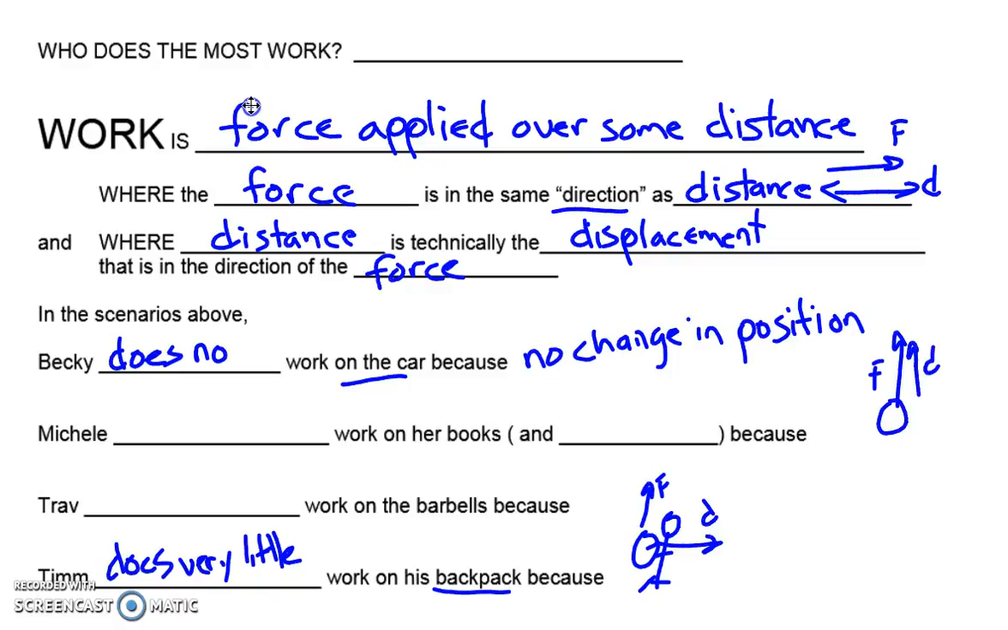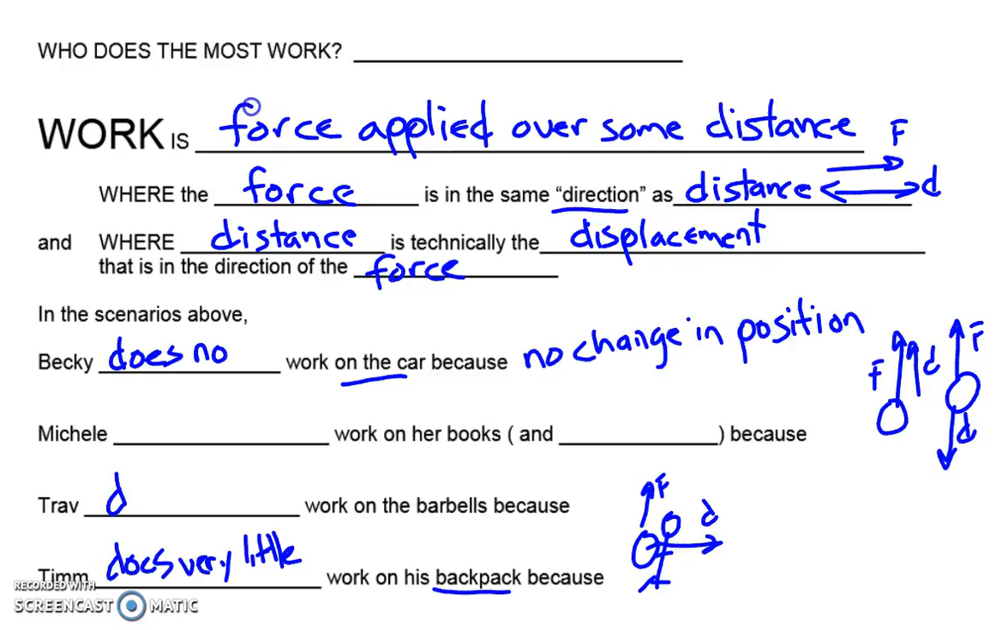Now let's say, rather than dropping it, I lower the bowling ball with my hands. So as I'm lowering it, I'm still lifting up on it, but the displacement is now down. So if I set it back where I started, then the overall displacement in that line of action, the up and down, is zero. So technically no work has been done on the bowling ball. So going back to our situations, that would rule out Trav.